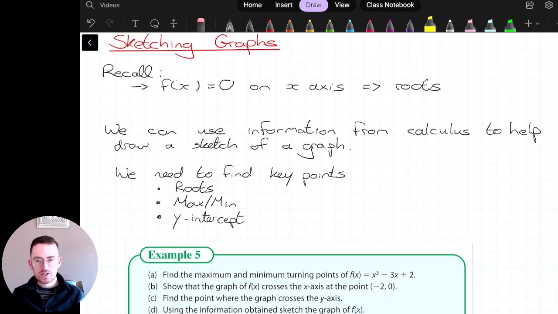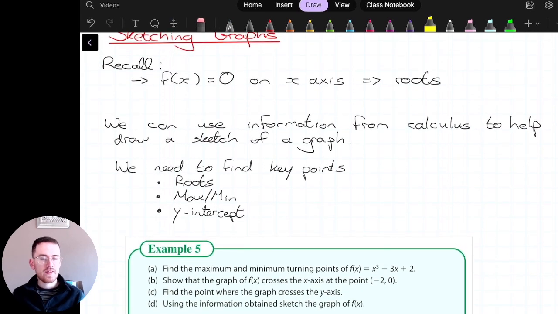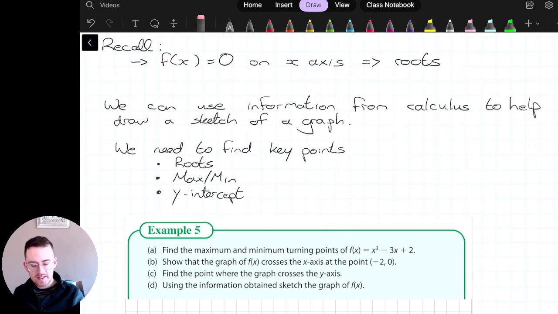So recalling first of all that f of x is equal to 0 on the x-axis, and these are our roots. So the roots are where your graph crosses the x-axis, and that's when y is equal to 0. So what I've said here is we can use information from calculus to help draw a sketch of the graph. But we need to find certain key points. So the first one would be maybe the roots. Then we could look at the maximum and minimum turning points, and the y-intercept would be another one to look for. And something I'm going to add in as well, because it comes up in quite a few questions, would be the endpoints.